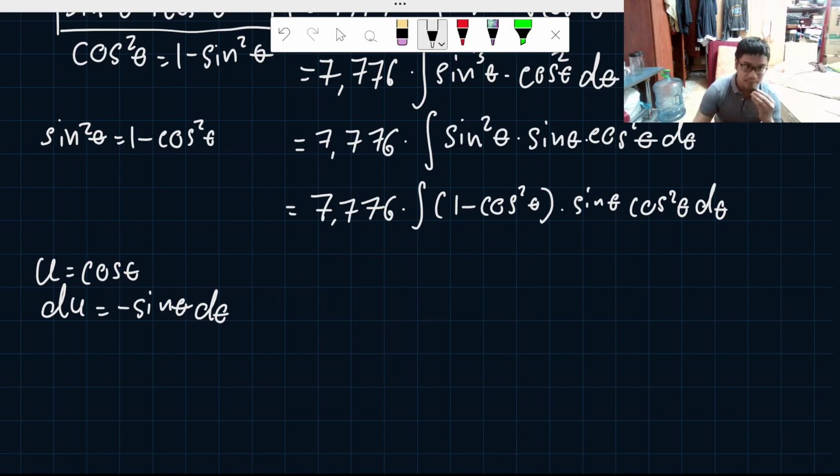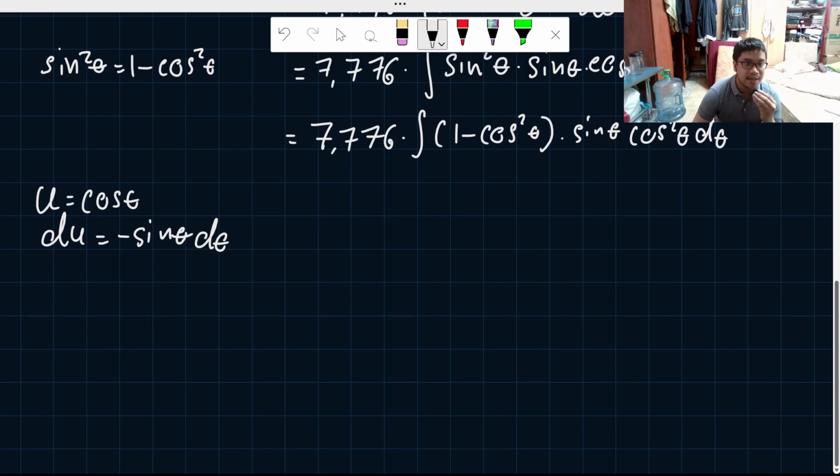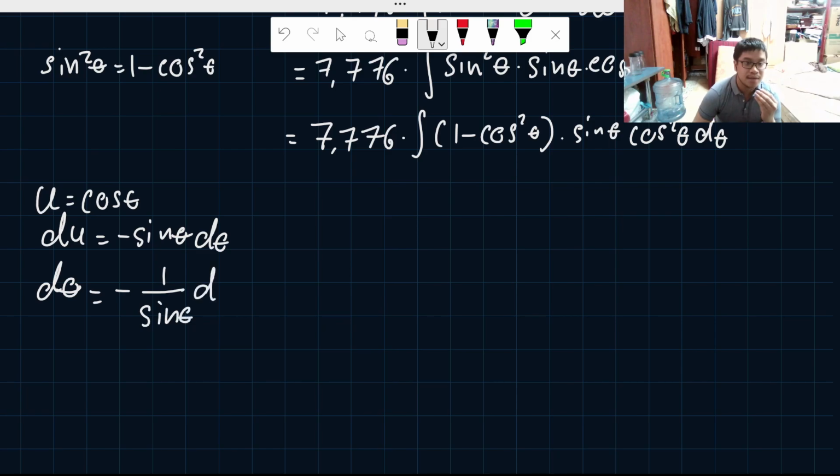Then, let's find d theta. We will just divide both sides by negative sine theta. As a result, you will have negative 1 over sine theta du. So you will substitute it here.